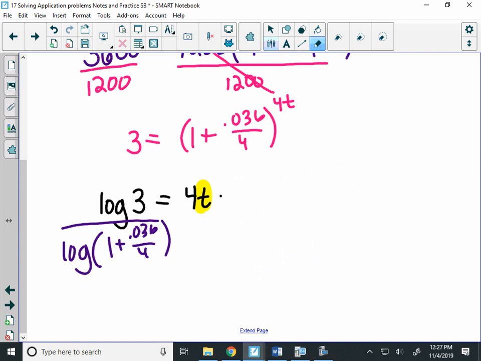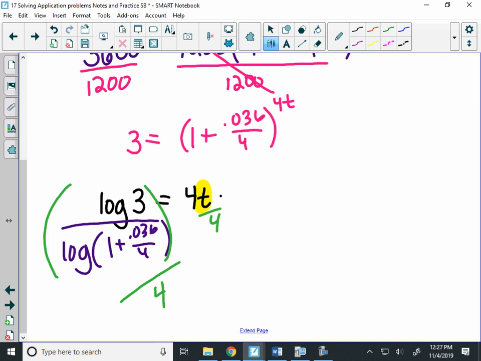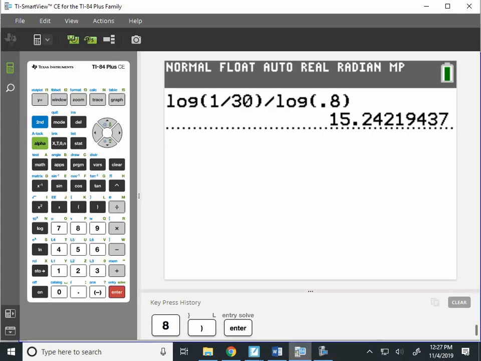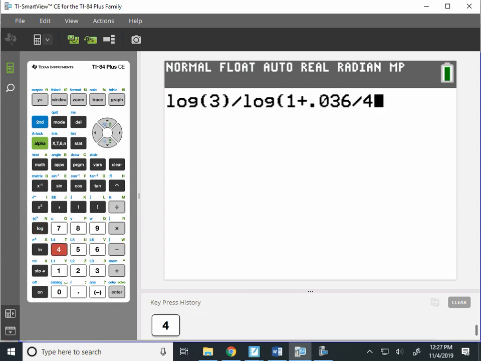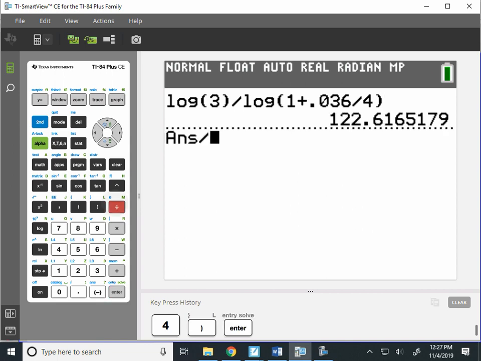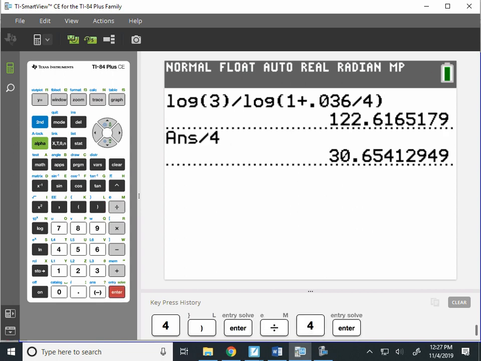What's the last step you're going to have to do? Divide by 4. So you're going to take the whole fraction of logs in your calculator, hit enter, and then divide it by 4 and hit enter again. If you have the ability to make a stackable fraction, go ahead and do that. If not, if you just type it without extra parentheses, your calculator will read the order of operations correctly. So let's see, log of 3 divided by log of 1 plus 0.036, enter, divided by 4 again. Does that seem right? Yes.